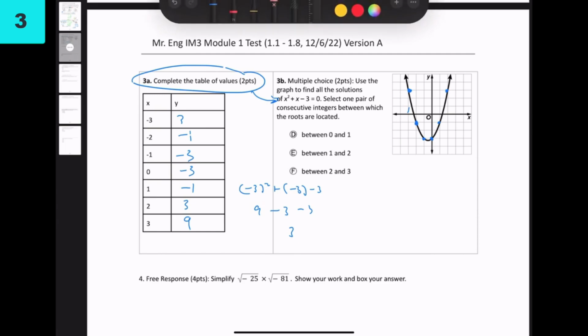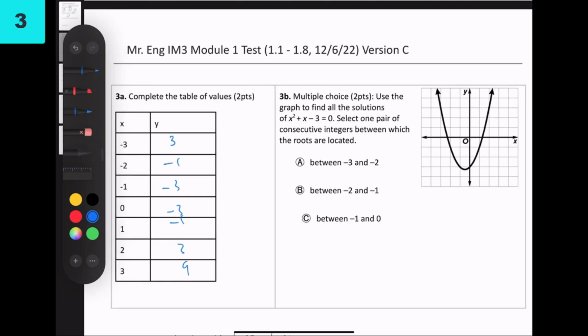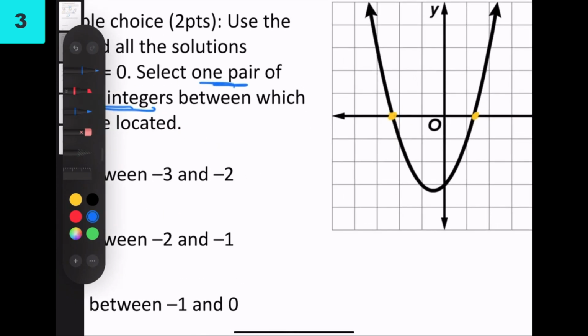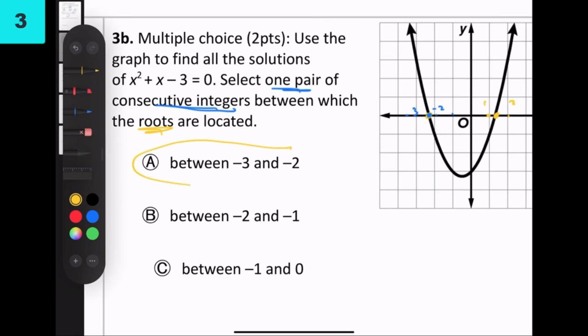Multiple choice, use the graph to find all the solutions. So the solutions are going to be where it crosses the x-axis. Okay, so those are the ordered pairs. Now we need to find one pair of consecutive integers. Consecutive just means next to each other, like negative 3, negative 2 are. And we need to figure out where the roots are. Well, the roots are here and here. So let's just change this one to blue. This is negative 2, negative 3. Over here in yellow, this is 1 and 2. So it's between 1 and 2 and negative 3, negative 2. That would be choice A.